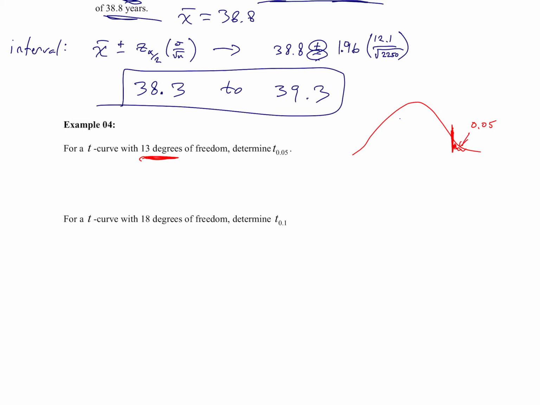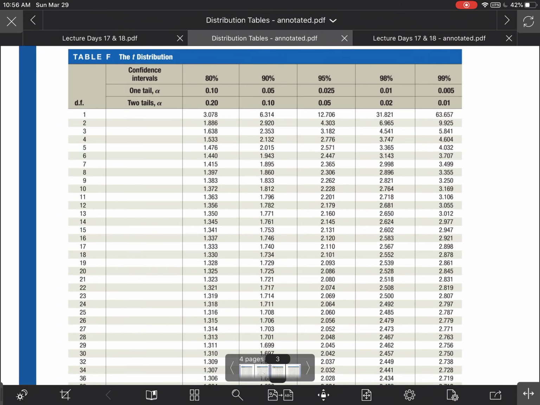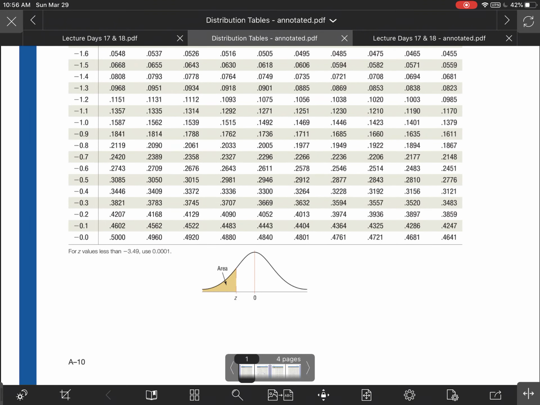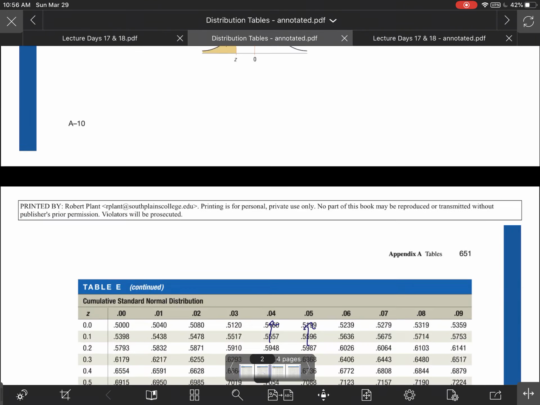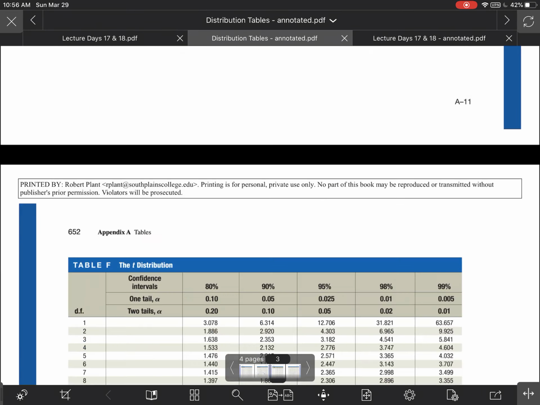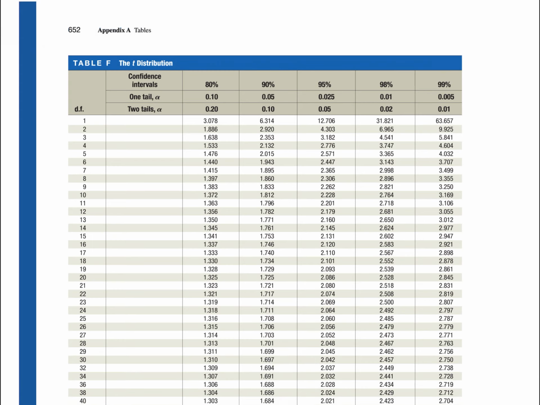So let's look at how to find this t value using a table. So I will pull up this distribution table. Here is the distribution table that I gave you for the z-scores. So you have the z values here and then another page with the positive z values. If you look at the very next page, you'll see a table for the t distribution. Now notice this table is a little bit different.